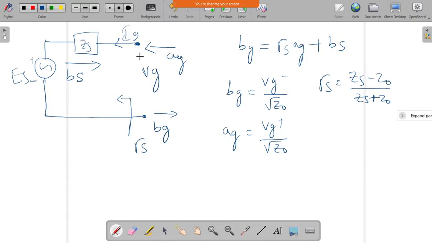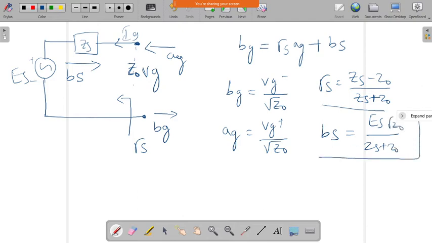Let us assume at this point we have the characteristic impedance Z0. Now if I want to find the reflection coefficient looking into the source side, we have (Zs minus Z0) divided by (Zs plus Z0), that is gamma s. And we have Bs, the signal coming from the source side, which gives Es divided by (Zs plus Z0), into root Z0. So this is the signal. If I combine all these things, we will get back this one.